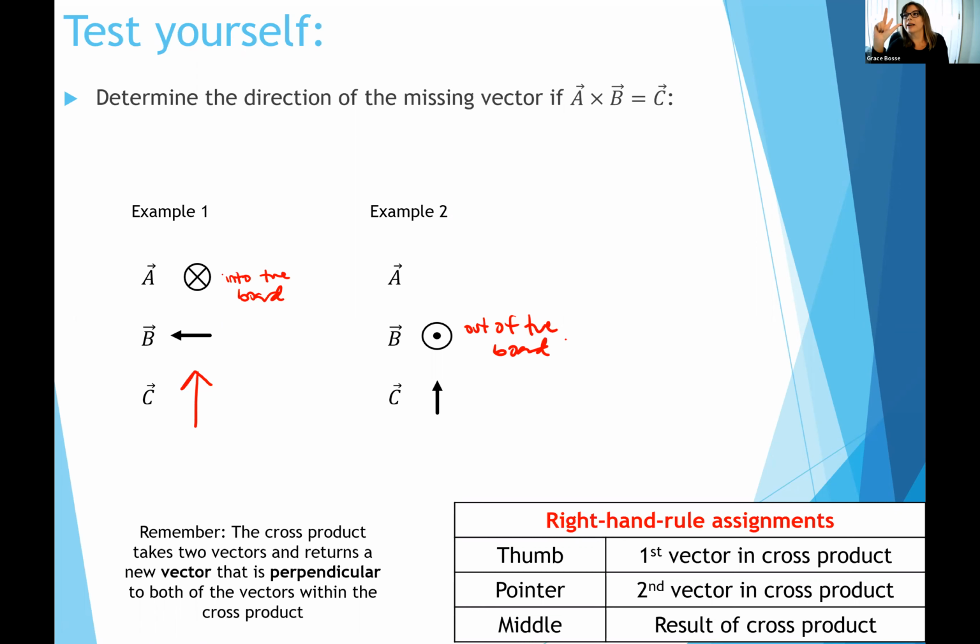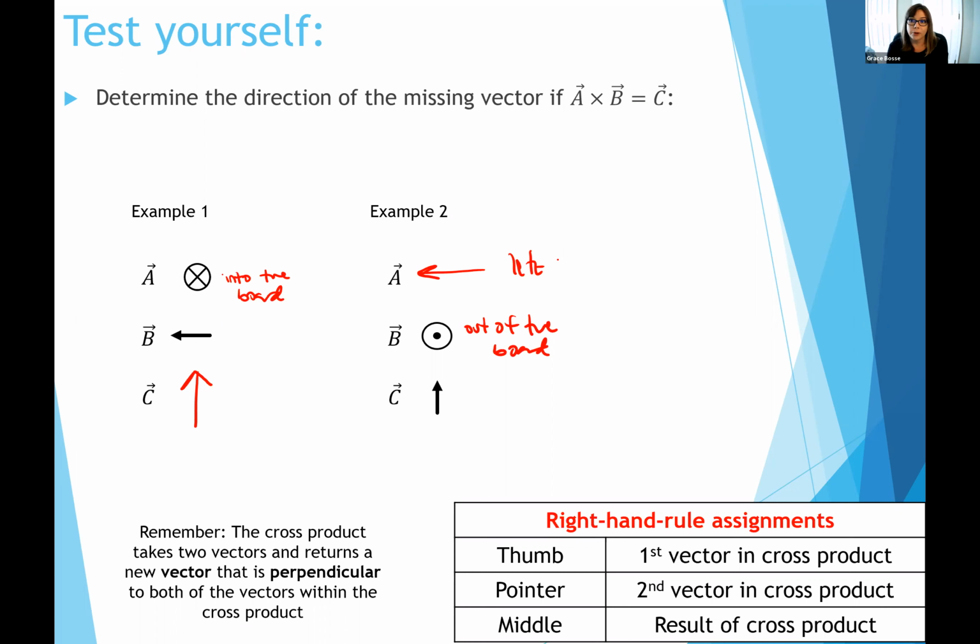So in order to do that, my middle finger is pointing up, my pointer finger is coming at my face, my thumb is pointing to the left. So that means vector A must be going to the left for this cross product. To generate that cross product, A must have been going to the left, B is coming out of the board, my middle finger is pointing up.